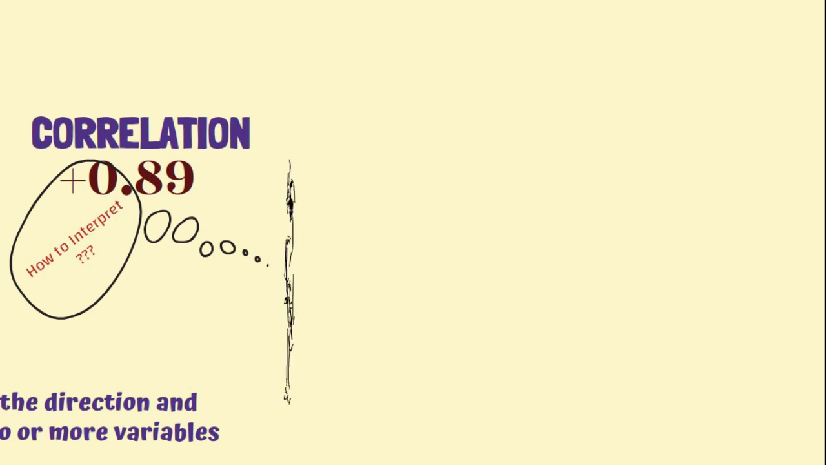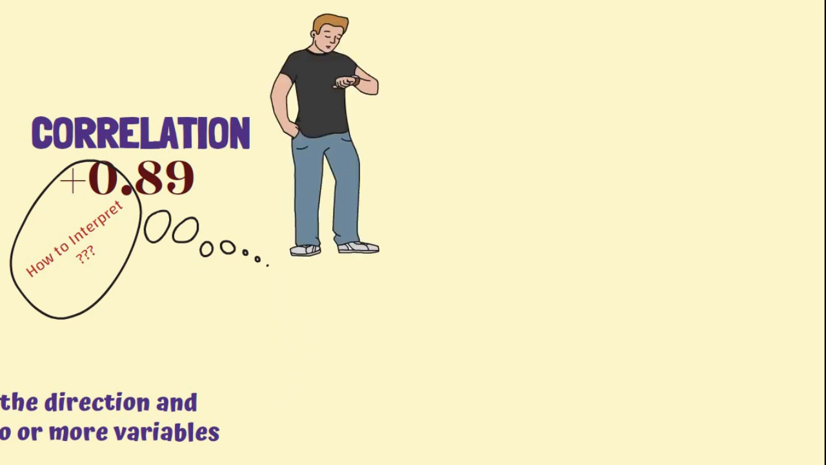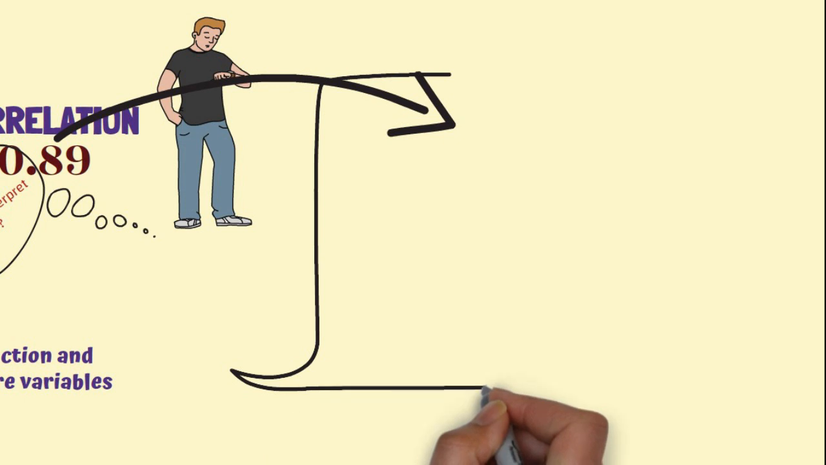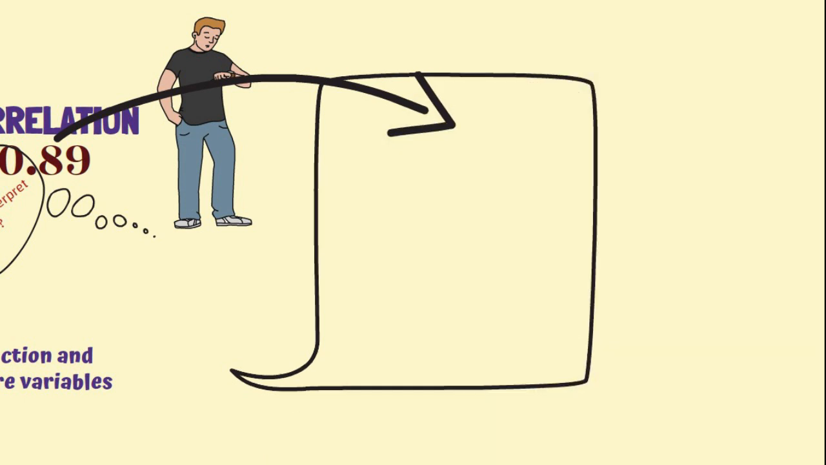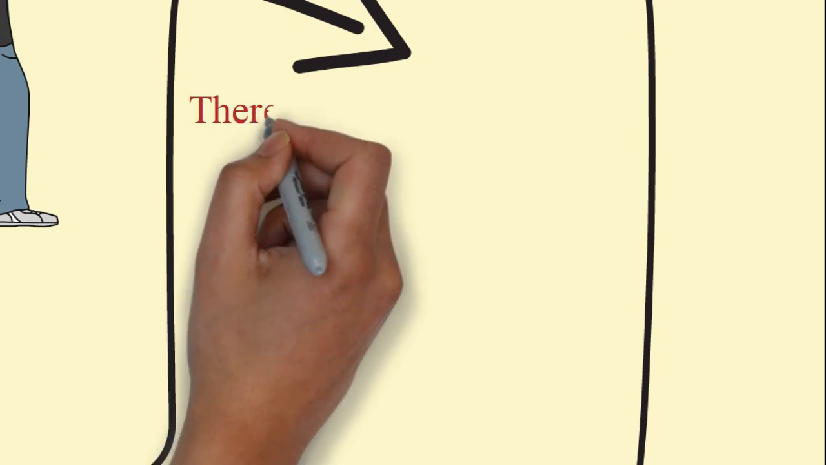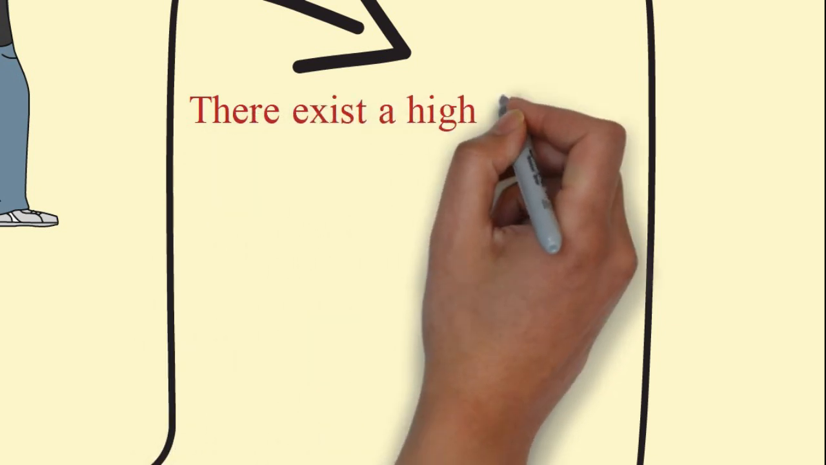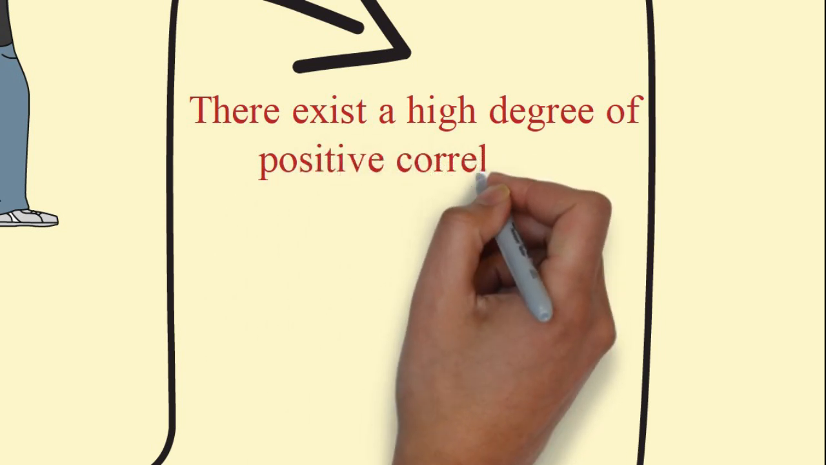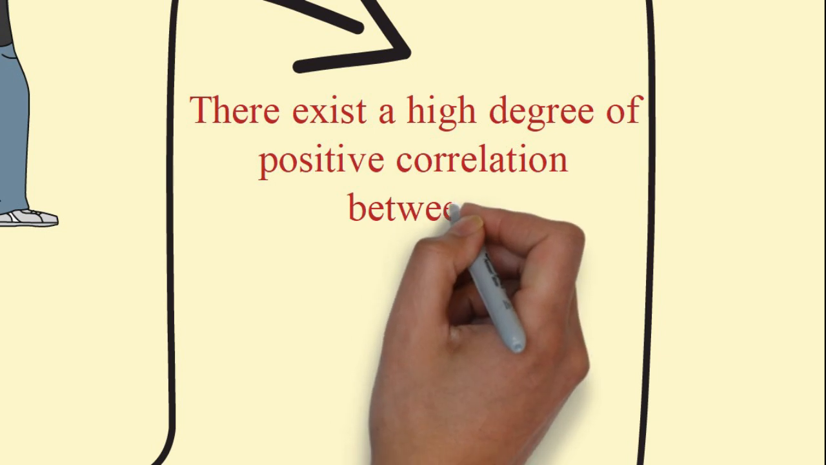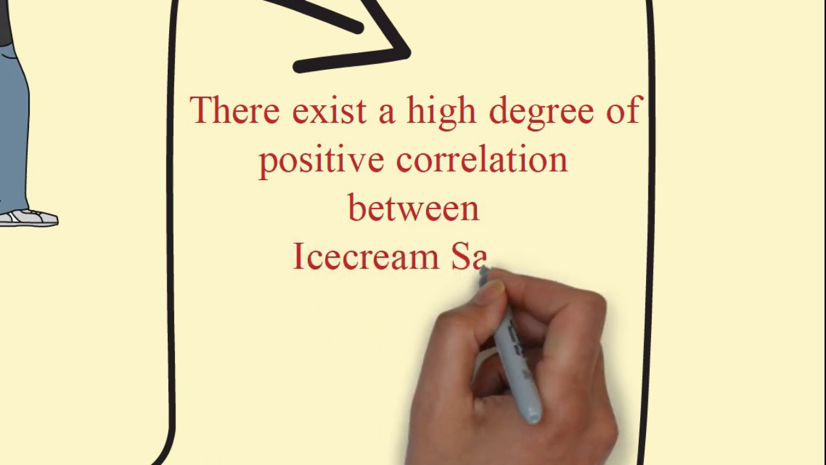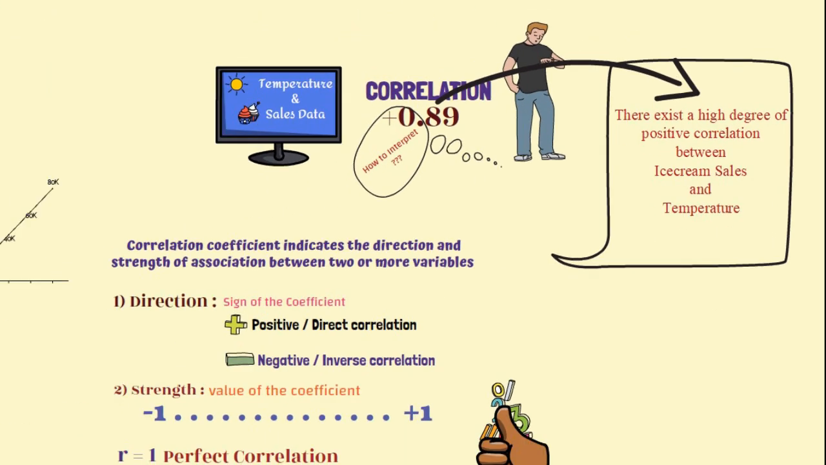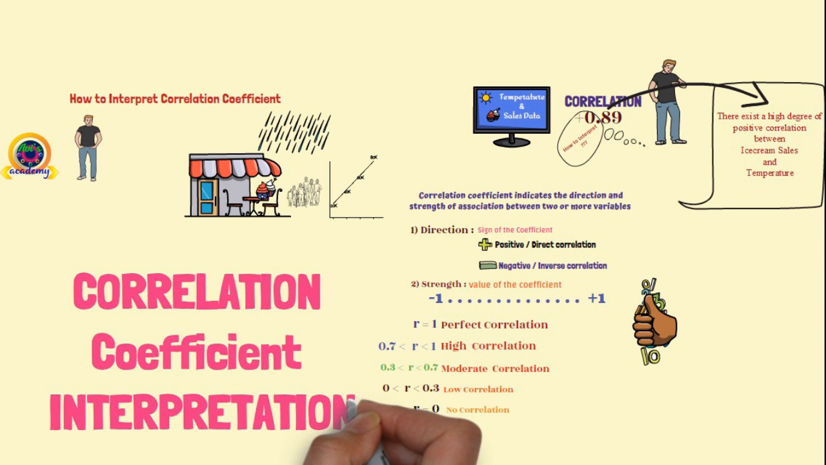Now, if we want to give suggestion to Mr. A on the value which he has got when he calculated the correlation coefficient between ice cream sales and the atmospheric temperature, we can say that since the correlation coefficient value is 0.89, there exists a high degree of positive correlation between these two variables. This is how we need to infer or interpret the value of correlation coefficient.